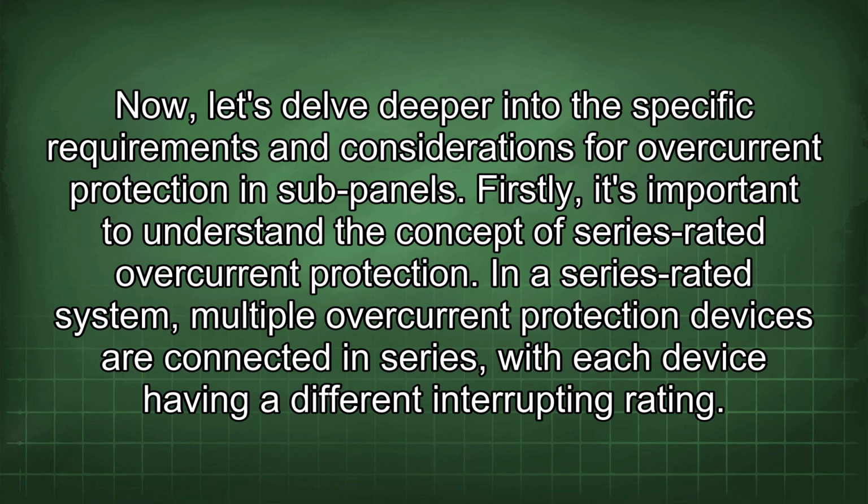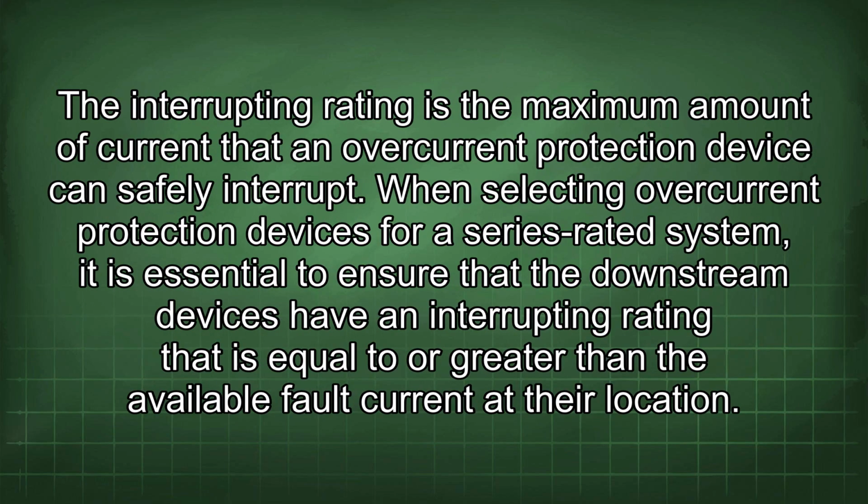In a series-rated system, multiple overcurrent protection devices are connected in series, with each device having a different interrupting rating. The interrupting rating is the maximum amount of current that an overcurrent protection device can safely interrupt. When selecting overcurrent protection devices for a series-rated system, it is essential to ensure that the downstream devices have an interrupting rating that is equal to or greater than the available fault current at their location.